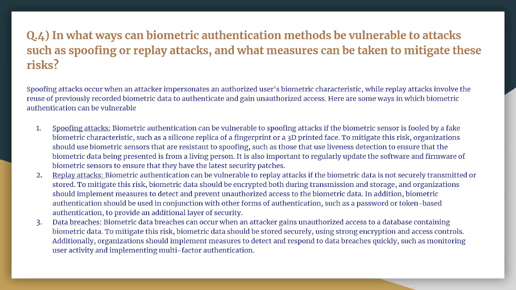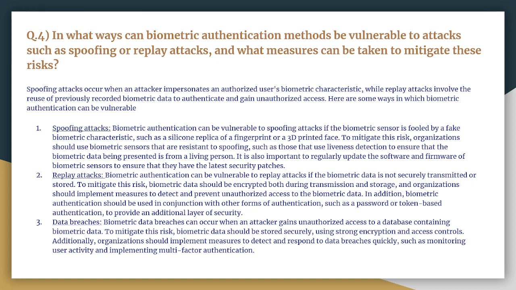Next, in what ways can biometric authentication methods be vulnerable to attacks such as spoofing or replay attacks, and what measures can be taken to mitigate these risks? Here are some of the ways in which biometric authentication can be vulnerable: spoofing attack, replay attack, data breaches. In a spoofing attack, biometric authentication can be vulnerable if a biometric sensor is fooled by a fake biometric characteristic such as a silicone replica of a fingerprint or a 3D printed face.